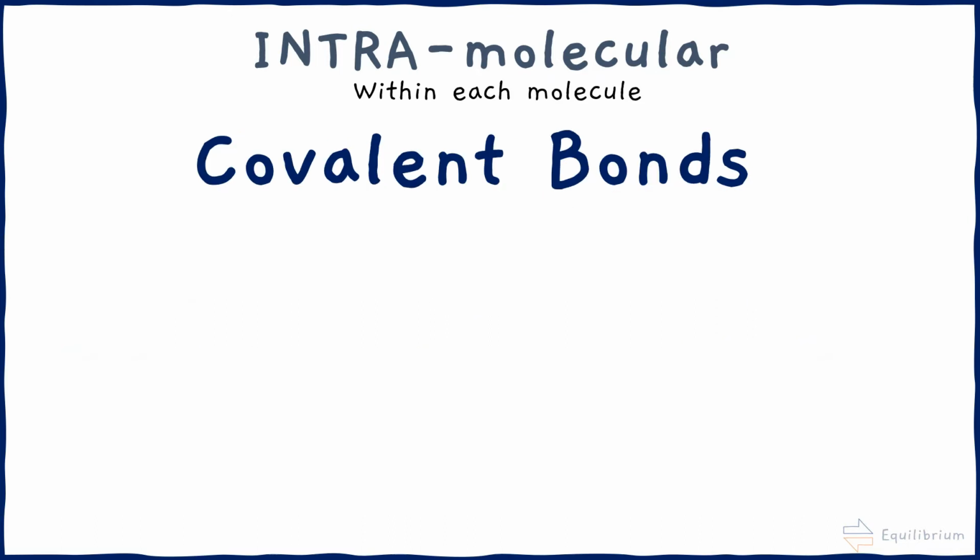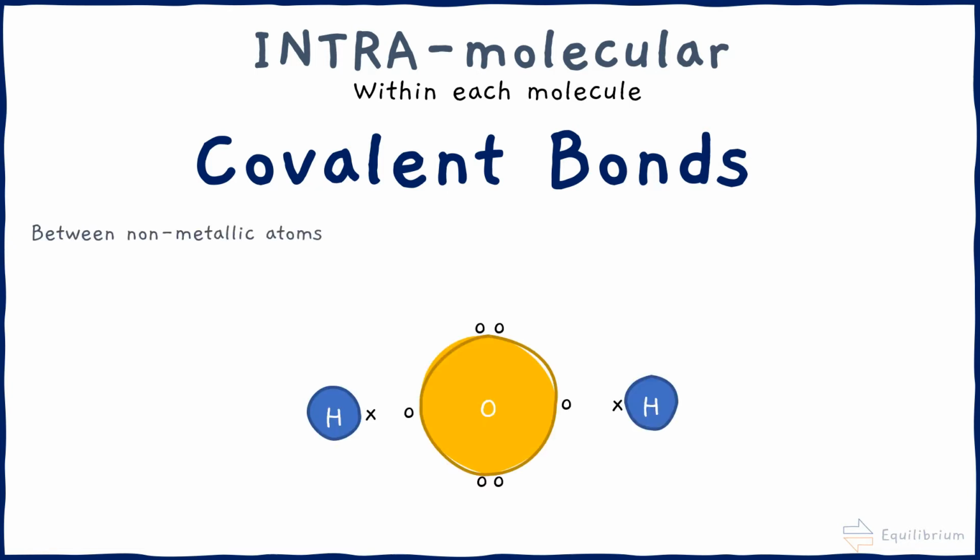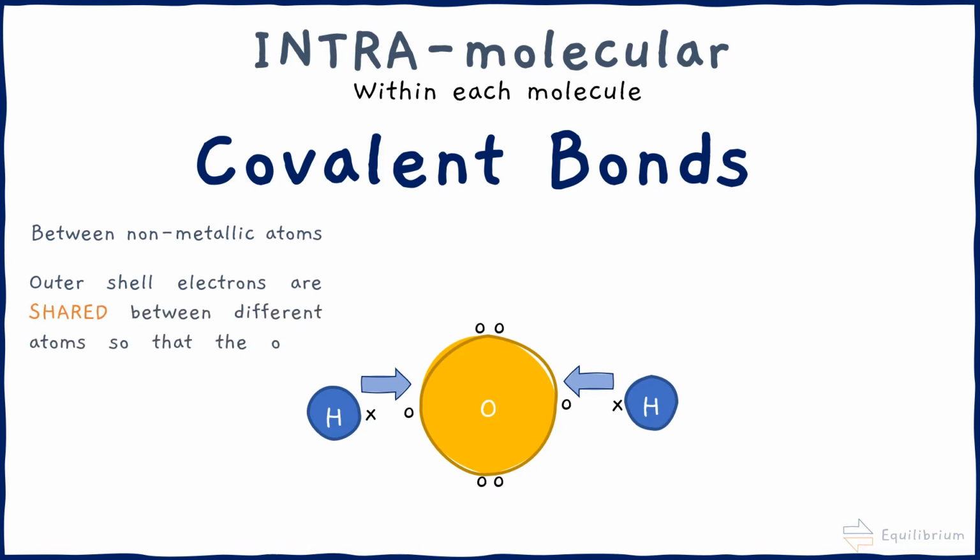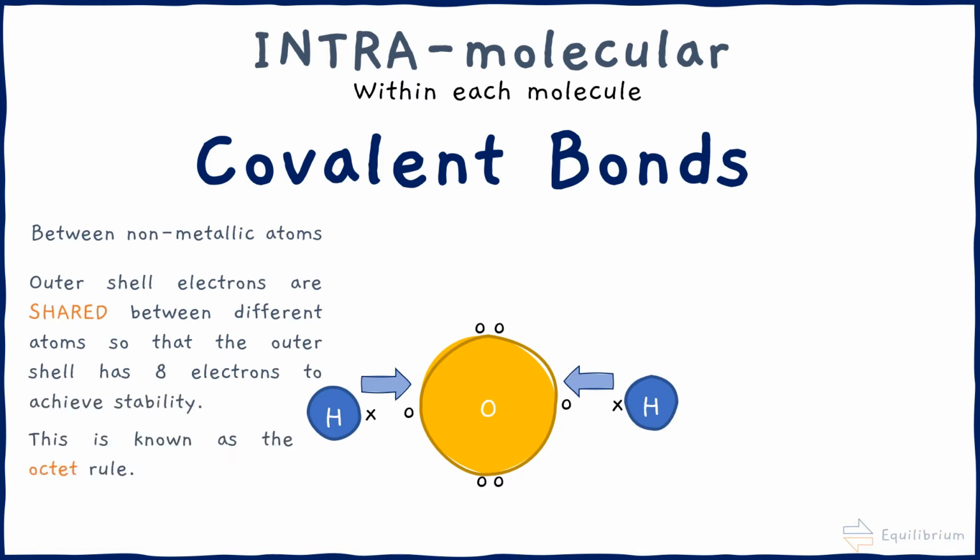Let's find out more about covalent bonds. Covalent bonds are bonds between non-metallic atoms. For example, water. The aim in covalent bonding is to create stability between the atoms. This is done by sharing outer shell electrons between different atoms so that the outer shell has 8 electrons. This is known as the octet rule.